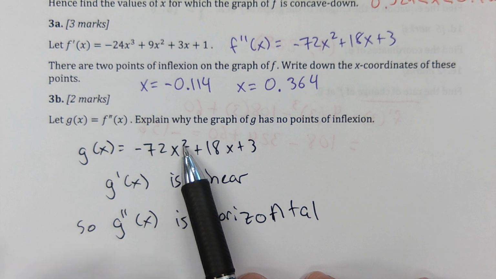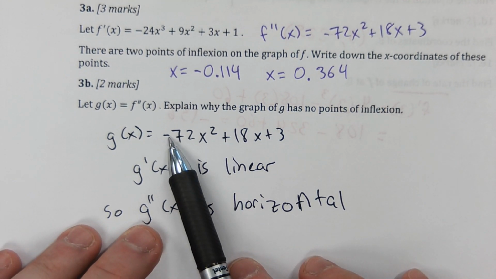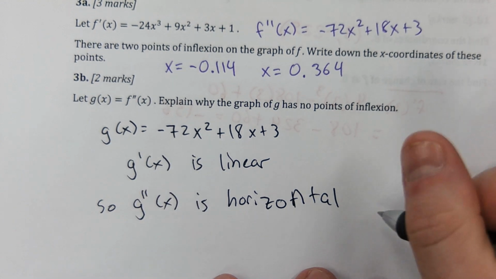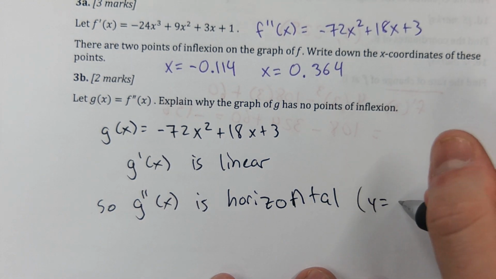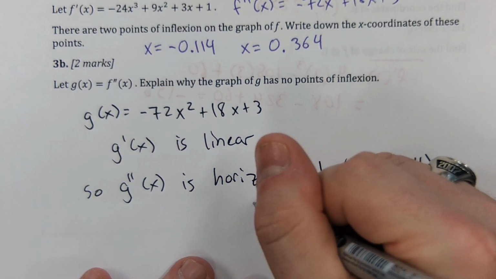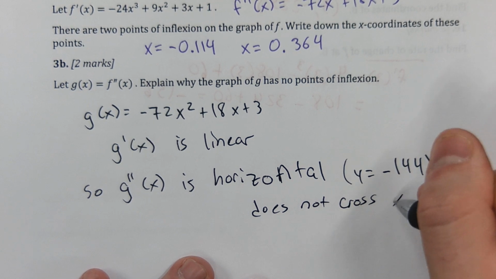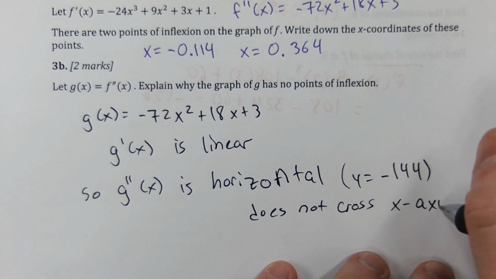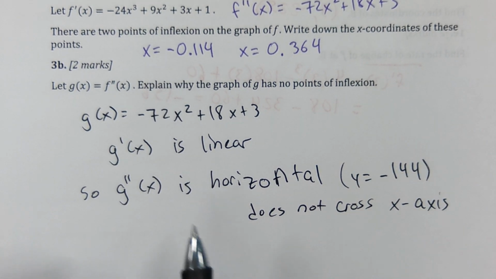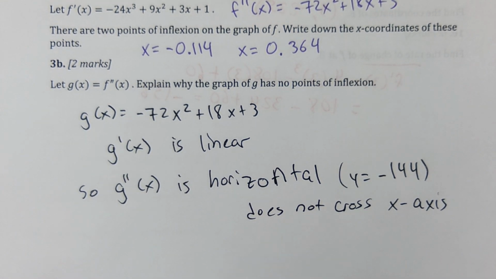And you could see that the second derivative would be negative 72 times 2, which is below the x-axis, does not cross the x-axis. And since the second derivative of this does not cross the x-axis, it does not have any places where it changes sign. So no inflection points. That'll be the first video.